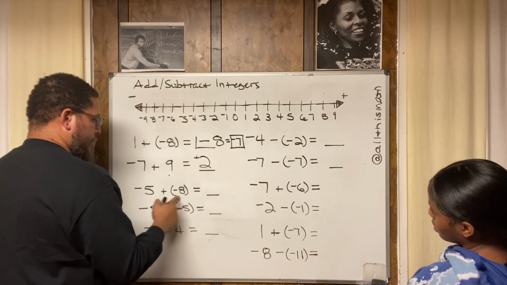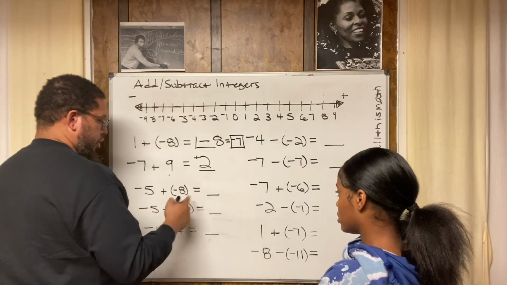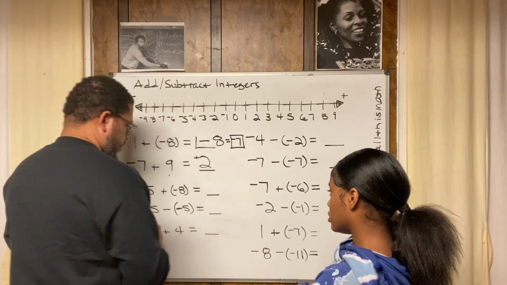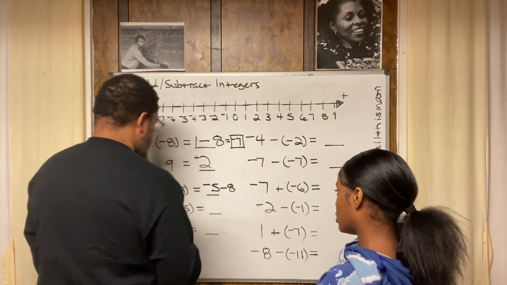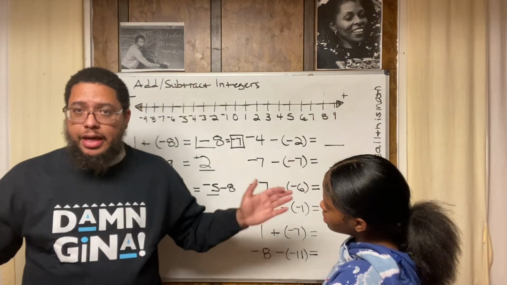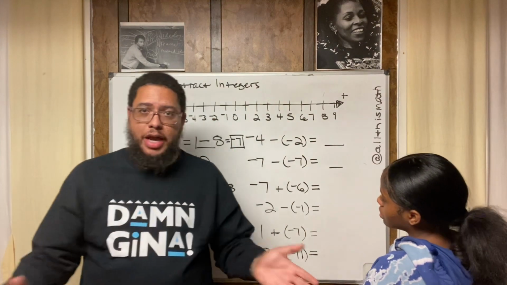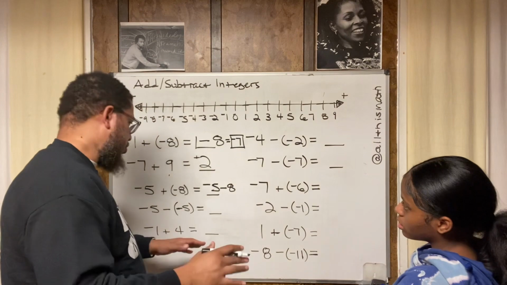All right, -5 plus -8. Do we need to rewrite this? Yes. And what do we turn it into? -5 minus 8. Adding a negative is the same thing as doing regular subtraction.